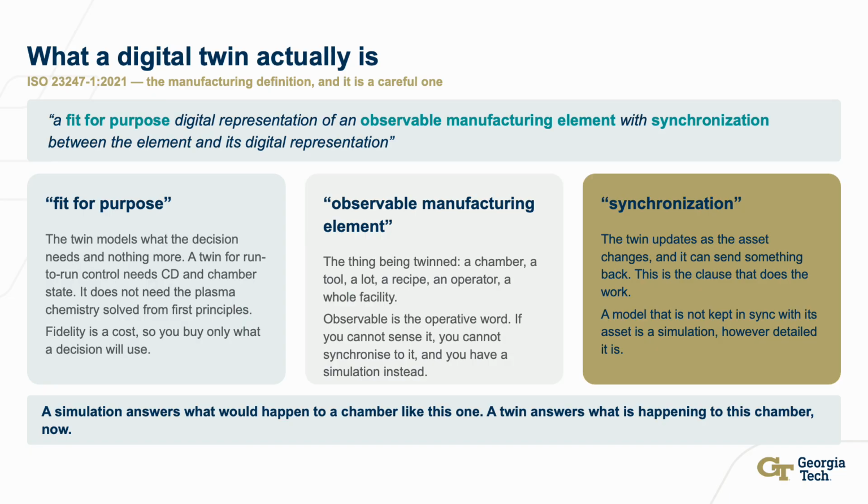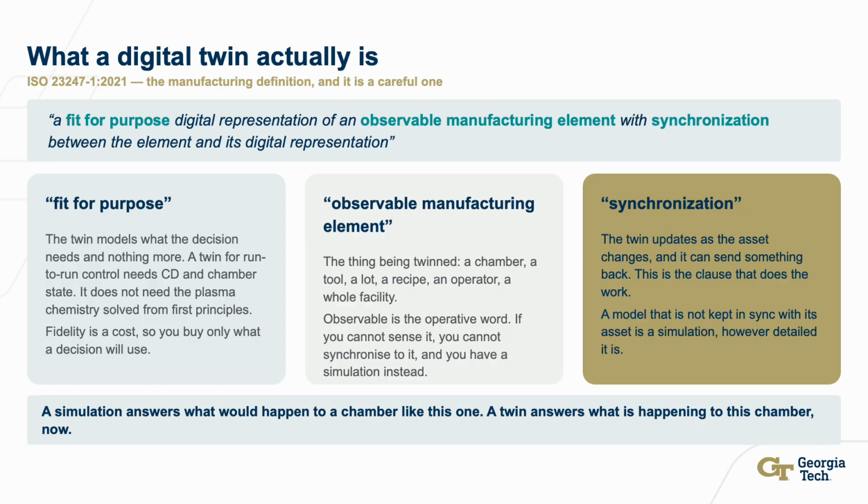Fit for purpose. The twin models what the decision needs and no more. A twin built for run-to-run control needs critical dimension and chamber state. It does not need the plasma chemistry solved from first principles. That clause is doing something important. It licenses you to build something small. Fidelity costs money and effort, so buy only the fidelity that some decision will actually consume. A great many digital twin projects fail by trying to model everything.